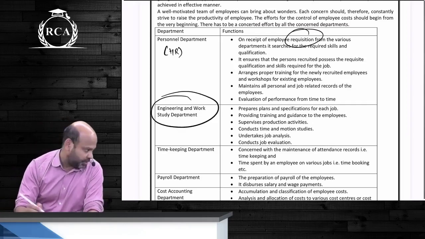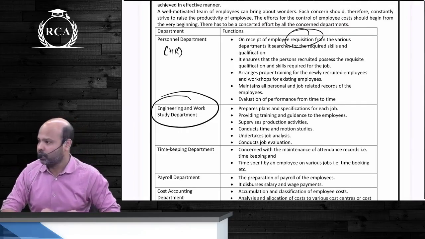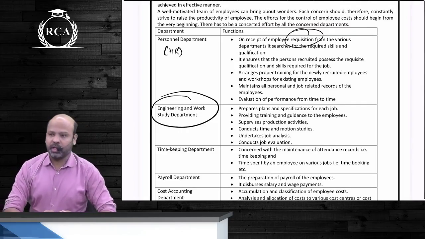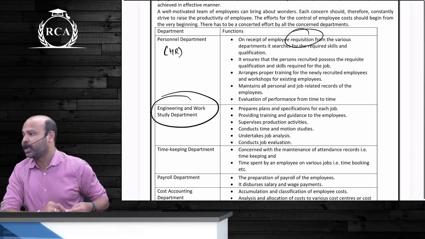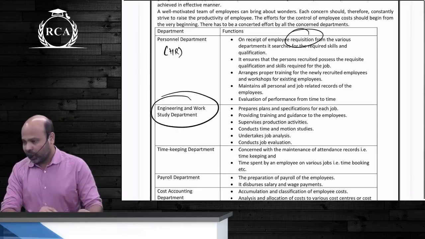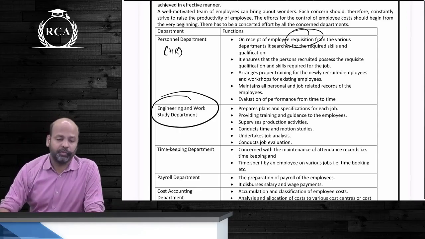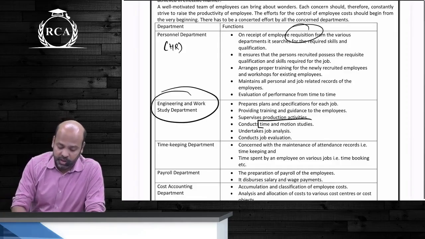Engineering and work study department क्या करेगा? Who's the engineering department? Product design department. They are the ones, guys, who will be helping the employees with the product specifications, give them training as to how they are supposed to manufacture the product. They are the ones who will undertake something called time and motion study.